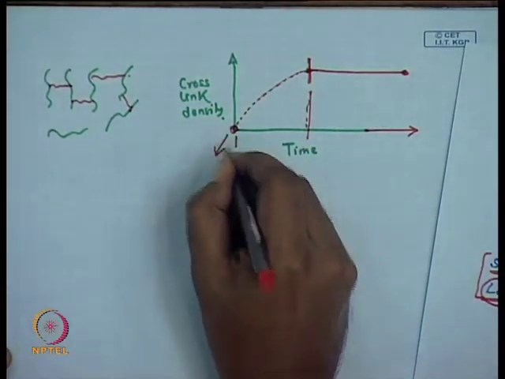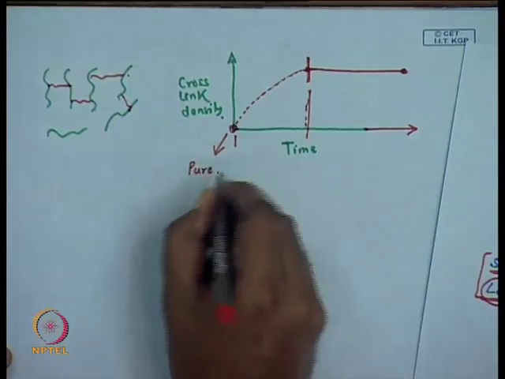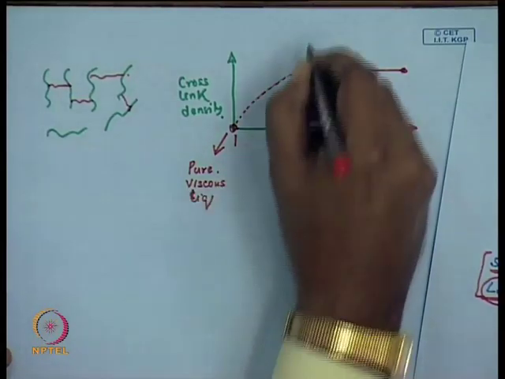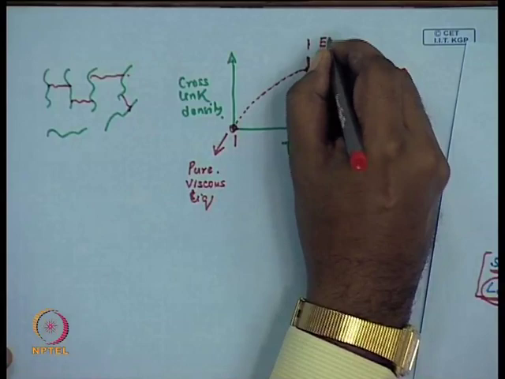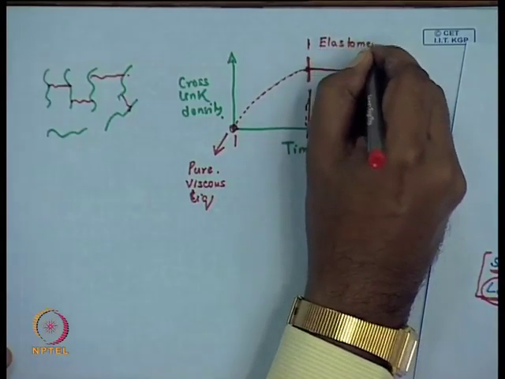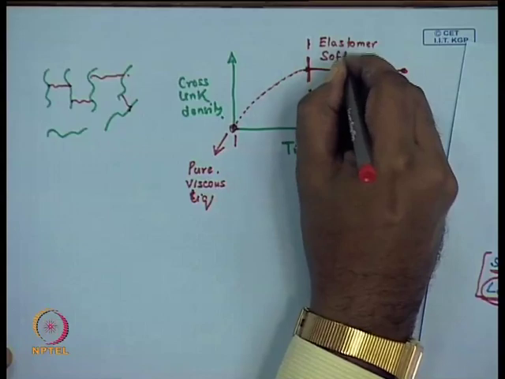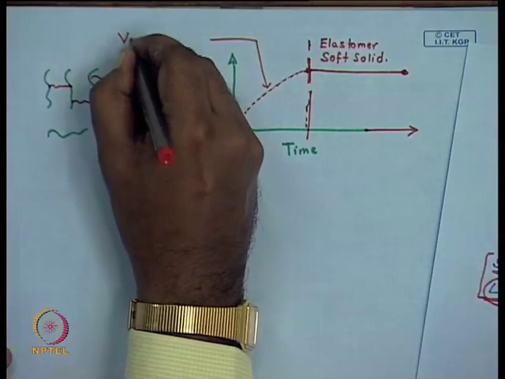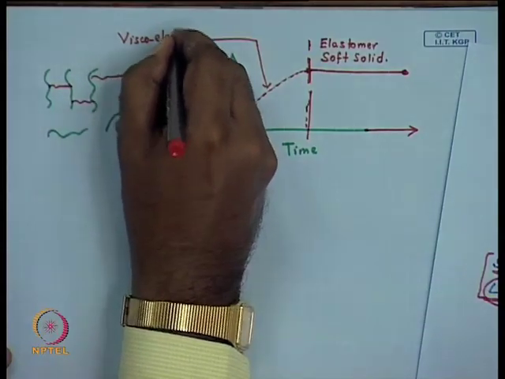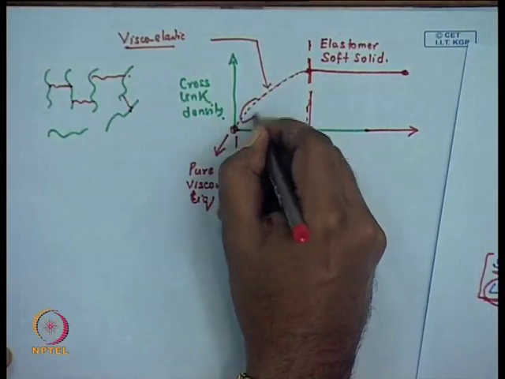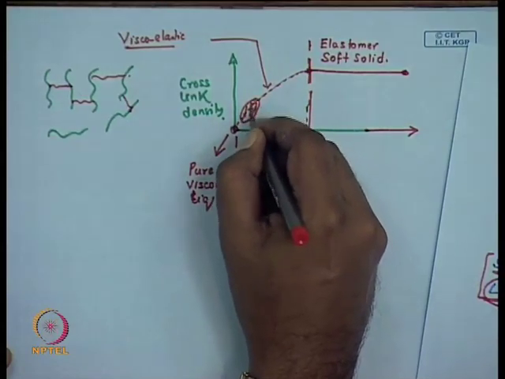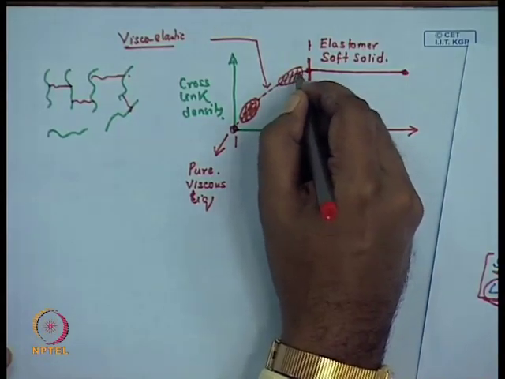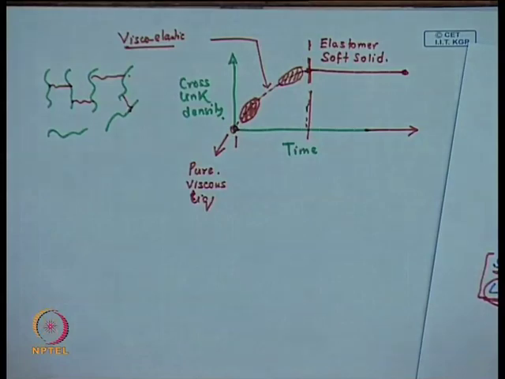So, here at the beginning it is a pure viscous liquid. Once it is fully cross linked, it is an elastic or elastomer, or soft elastic or a soft solid, and in this intermediate stage it is viscoelastic. Lower on this side it is a viscoelastic liquid with higher levels of viscosity, and higher up over here it is a viscoelastic liquid with a more solid like behavior or higher level of elasticity.